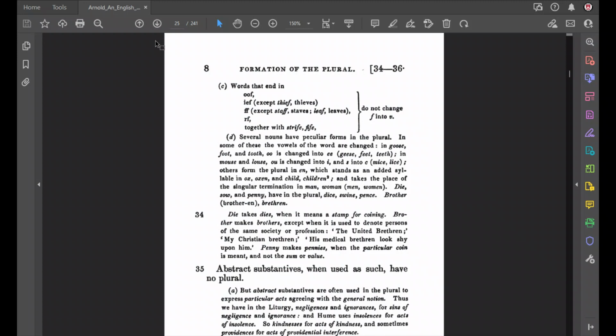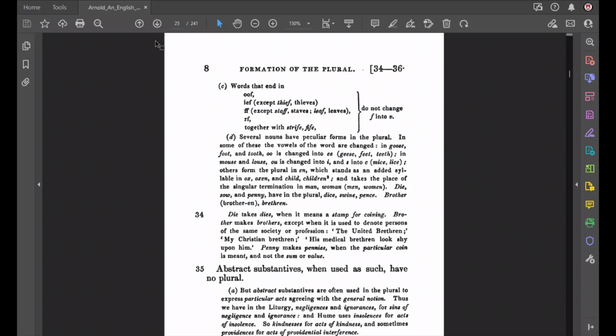Letter C at the top of page 25. Words that end in OOF, oof, words that end in IEF, and then you see there's an exception to the exception to the exception, right? Thief, this is not true of thief. Words that end in OOF, words that end in IEF, words that end in double F, except staff, words that end in RF, together with the words strife and fife, do not change the F into V.